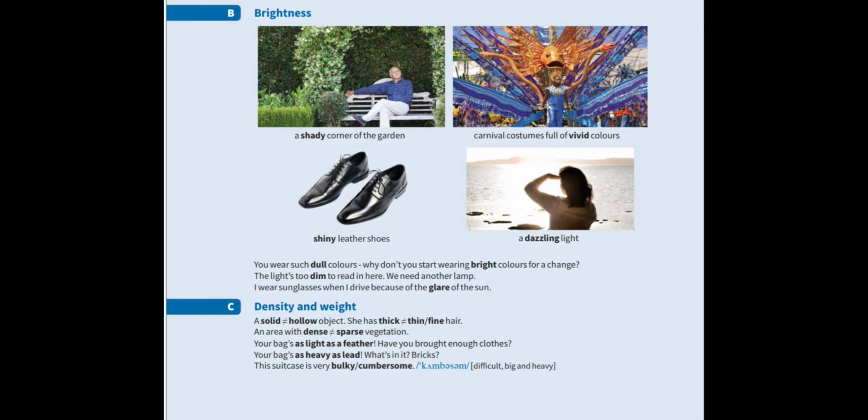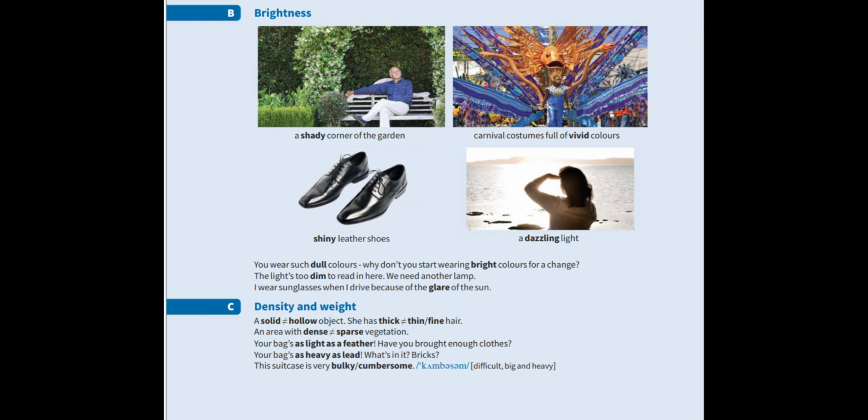C. Density and weight. A solid object is hard all the way through. The opposite is a hollow object, which has an empty space inside it. Hair can be described as thick, thin, or fine. Fine hair consists of very thin strands. An area with dense vegetation contains many plants growing close together. The opposite is sparse vegetation, where there are only a few plants with large spaces between them.